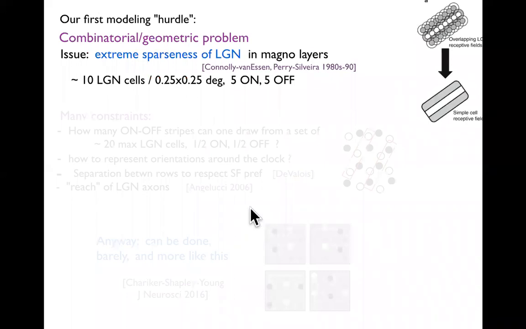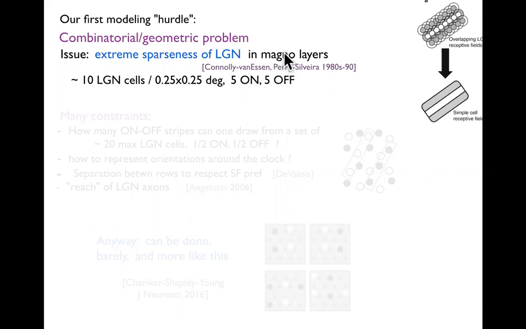And then we try to put all of this into the model. I just want to mention one problem that we ran into right away. This was our first crisis trying to put together this model: we found the extreme sparseness of LGN in the mantle layer. It was kind of surprising to us that what corresponds to a quarter degree by a quarter degree, which is one hypercolumn, there are only roughly 10 LGN cells, five on, five off. And this is the same from multiple sources.